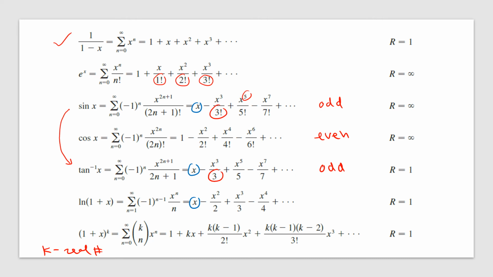It's very, very useful. For example, if you want to find something like the square root of 1 minus x squared, you can use this one because in this case k equals 1/2, and you replace x by negative x squared. So that's the benefit of these expansions. So let's try to see a few examples and how to use them. So let's do that next.